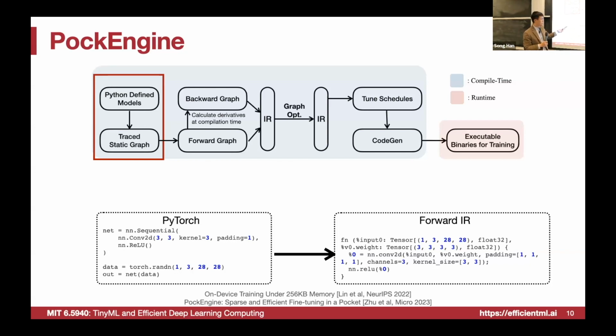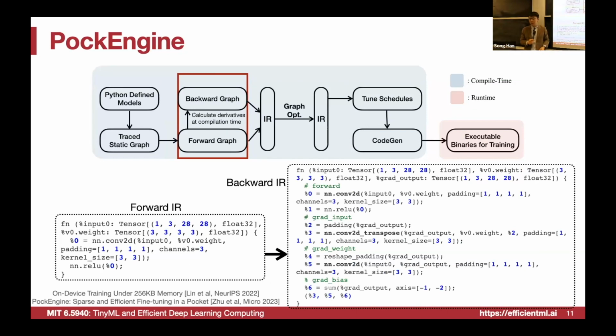Python-defined model. So this is a Python-defined model, Conv2D. This is the input. And we trace the static graph to get the forward IR. So this is the forward IR, starting with just a single layer network with the input, with the weight, and with the output. And next, we convert the forward IR into backward IR. So in the forward, we have this one layer, Conv2D. So how many layers will that convert to in the backward?